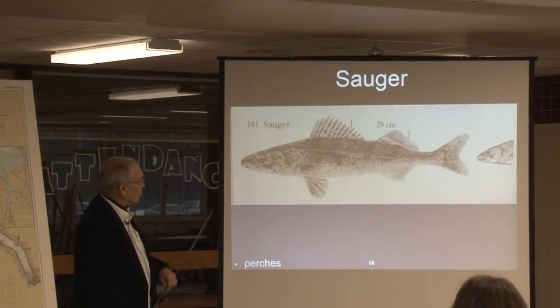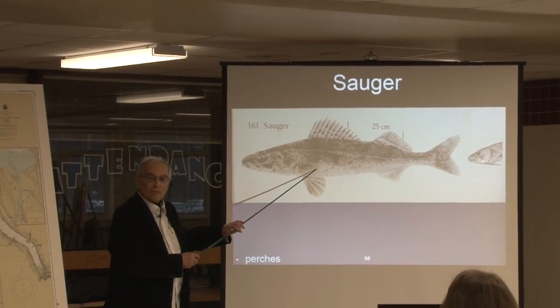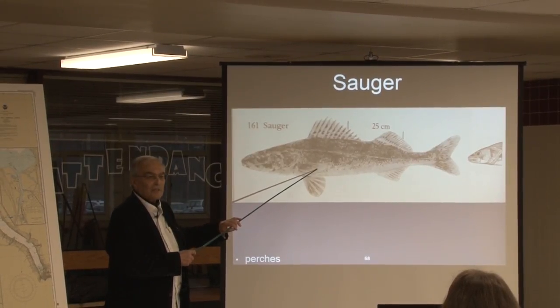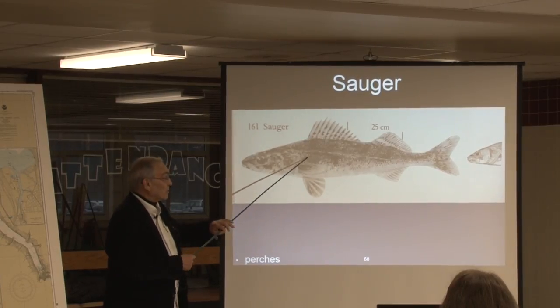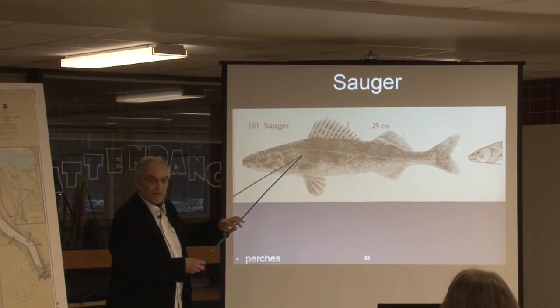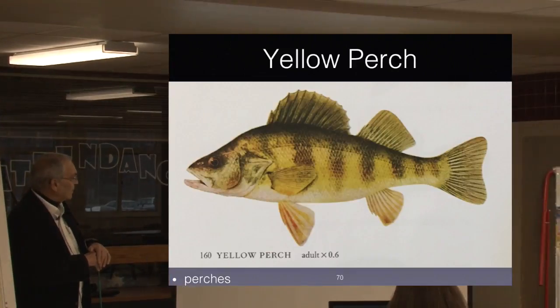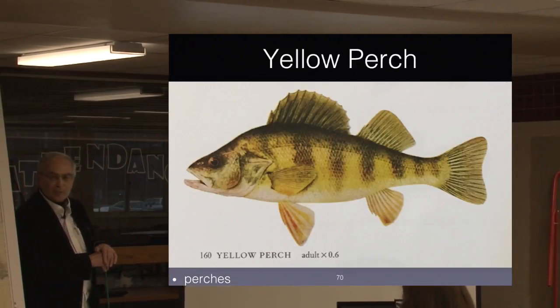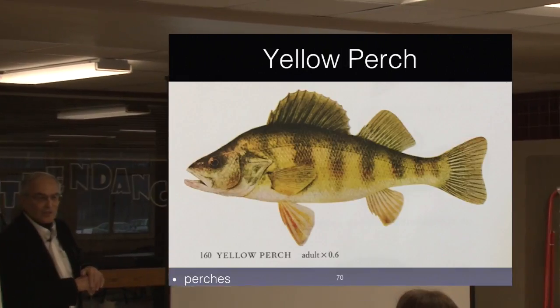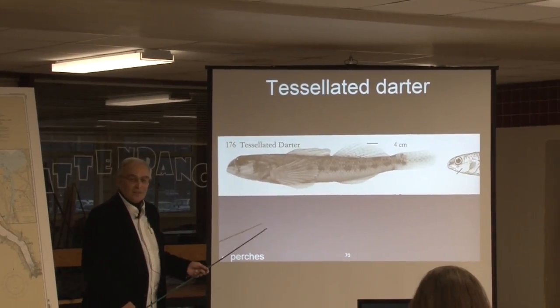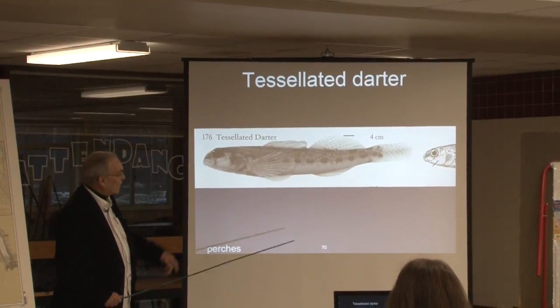The sauger, which is now, I'm not sure, what's the ruling on a sauger now? I don't think you could keep them. But they're a perch-related fish like the walleye, and you're not supposed to keep them. Ah, our buddy the yellow perch, you can catch up to 50 of these in the lake, and there are a lot of them. Tessellated darter, who didn't know about that? Okay.